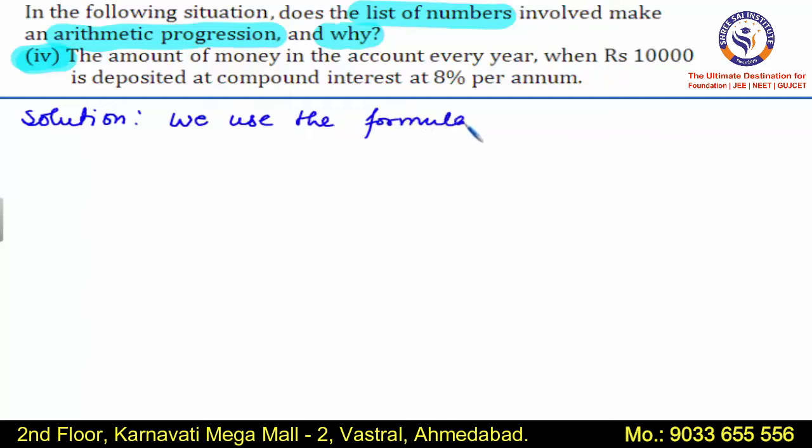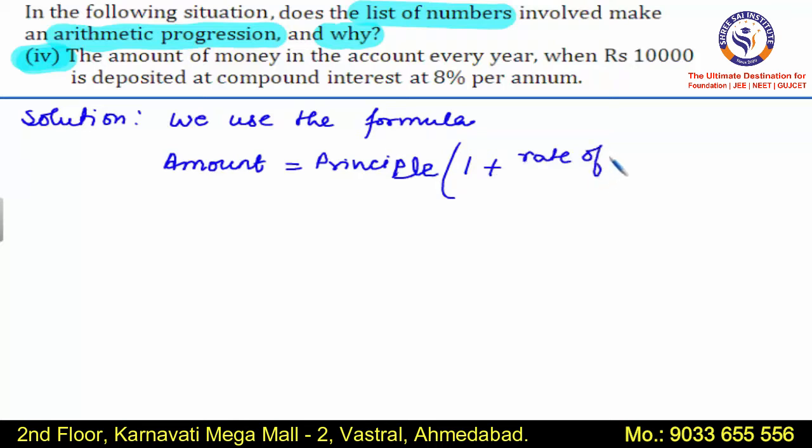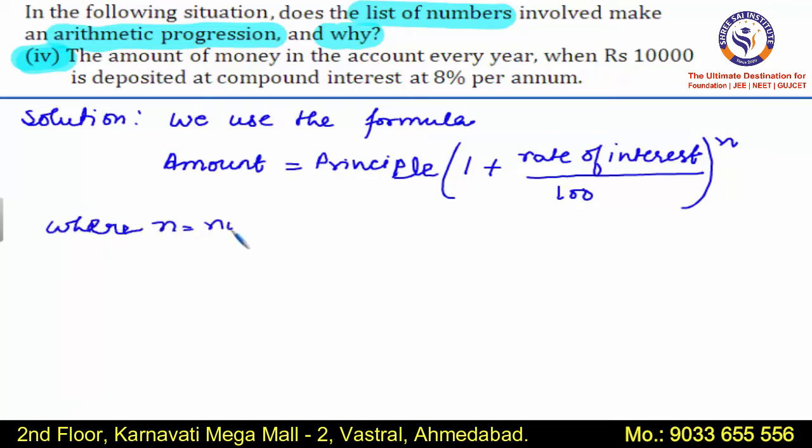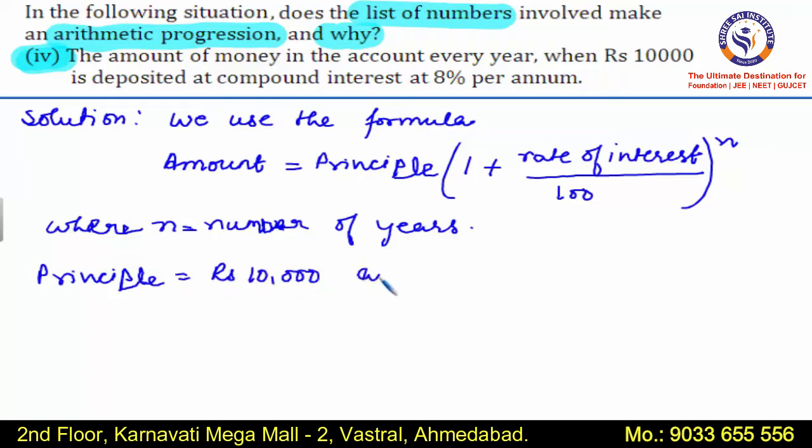Since we have to calculate the compound interest, therefore, we use the following formula, which is amount is equal to principal into 1 plus rate of interest divided by 100 raised to the power n, where n is the number of years. Here, the principal is rupees 10,000 and the rate of interest is 8.